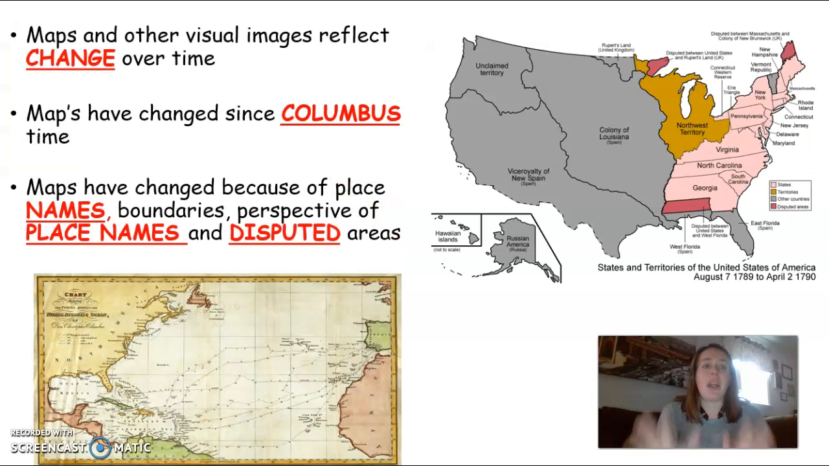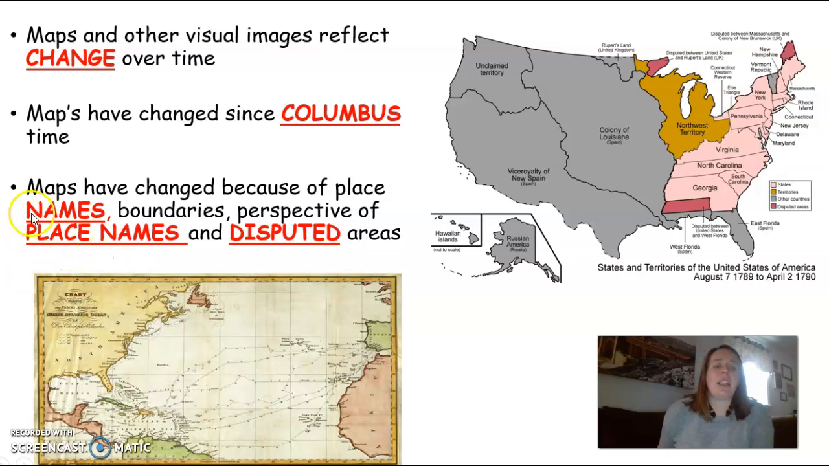So first of all, we know that maps change. Maps and other visual images reflect changes over time. And, really, maps have changed a ton in the last 400 and 500 years. When Columbus sailed the ocean blue in 1492, the map of the world looks so different. If we look down here at this map I have down here, North America isn't even mapped out yet. They know it's there, but they don't have the states, and it looks completely different. Things are even named differently.